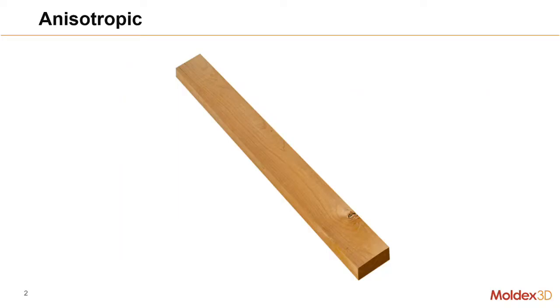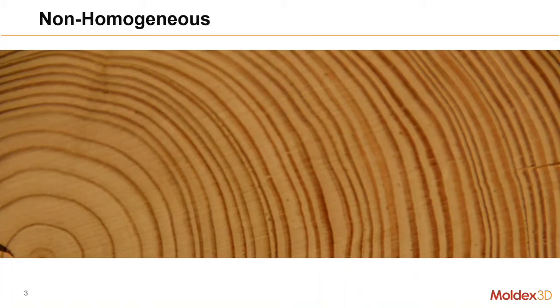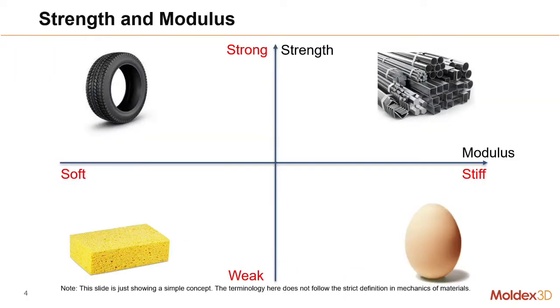Anisotropic is a term referring to materials that have different physical properties depending on which direction they're measured in. An example is wood, which is stronger along the grain than across it. Non-homogeneous means that the properties are non-uniform throughout the part. Using wood as an example again, the hardness is non-uniform. The darker growth rings are harder compared to the lighter growth rings.